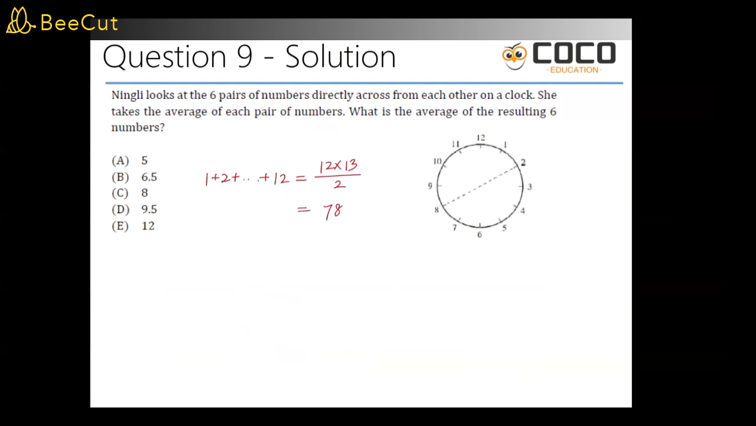Okay. So she takes the average of each pair of numbers. Then we find the average, divided by 2. For these 6 pairs, the average is 39. So they want to find the average of the remaining 6 numbers. The remaining 6 numbers, so we need to find the average, then we divide by 6. So on average, each of the numbers is 6.5. The answer is B.